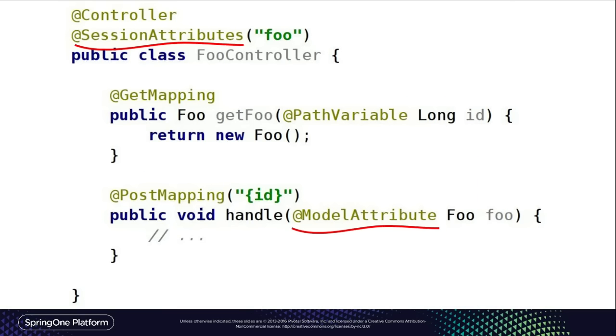So this is the use case that I mentioned with session attributes at the class level, not to be confused with what we just added. You can see here that we are accessing a model attribute called foo, and then the purpose of the session attributes annotation at the class level is to basically say that that foo should be kept in the session between the get and the post.